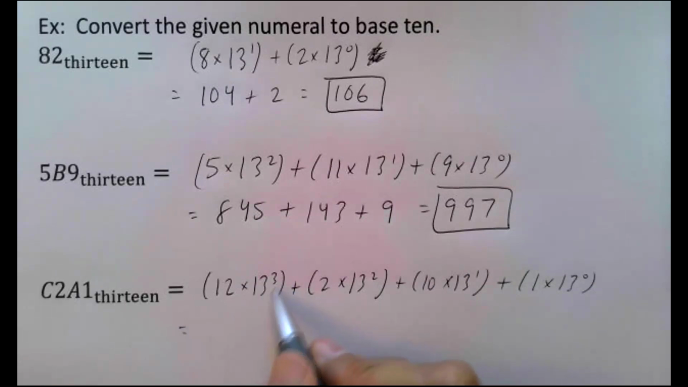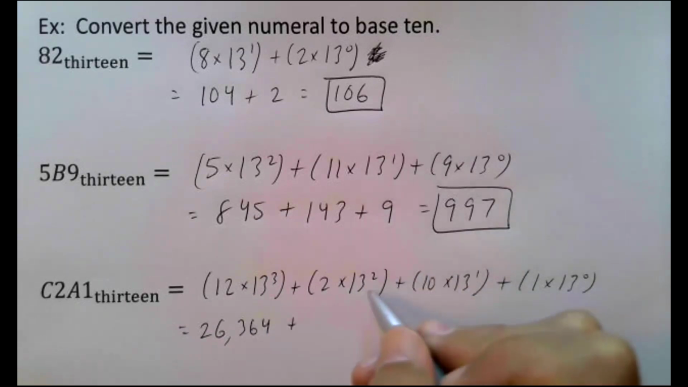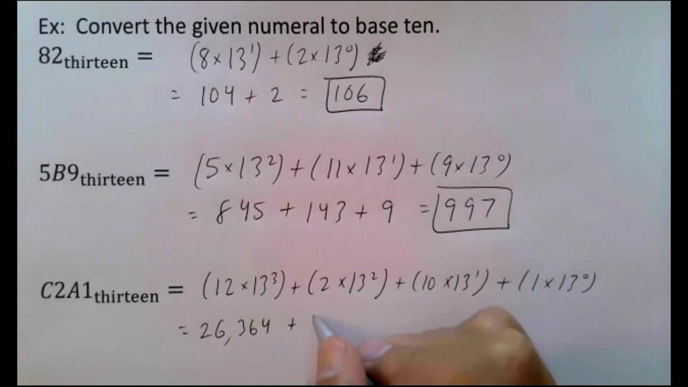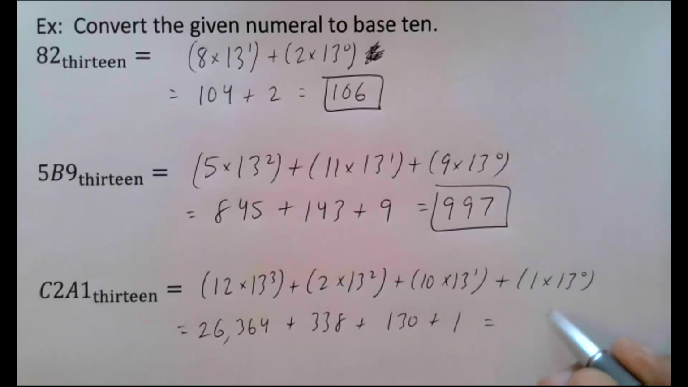Go ahead and do 13 to the third power and then multiply by 12. You will get 26,364. Go ahead and do 13 to the second and then multiply by 2. You will get 338. This is just 13 times 10. And this is 1 times 1. 26,833 is our answer.